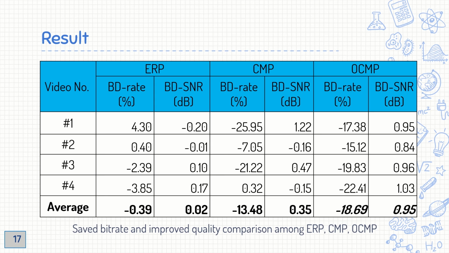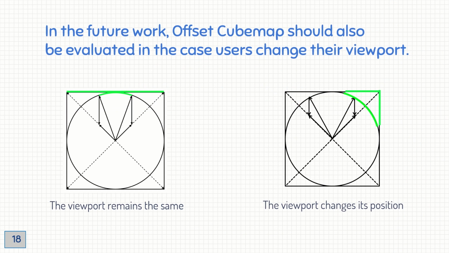When comparing offset QMap projection with equirectangular projection and QMap projection, OCMP also saves the bitrate and improves the video quality the most. OCMP saves 18.69% of the bitrate, while ERP saves 0.39% and CMP saves 13.48%. Besides, OCMP increases the quality by 0.95 dB, but it is only 0.02 and 0.35 dB in the equirectangular and QMap projection cases. In the future, we would like to consider the conditions where the users change their viewport, and we need to adapt to these head movements.